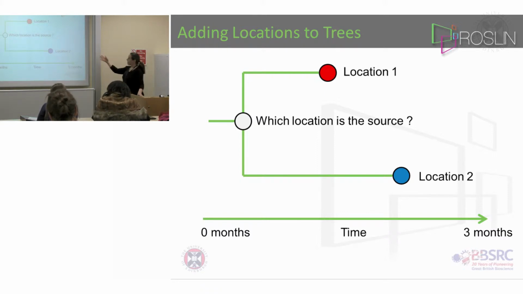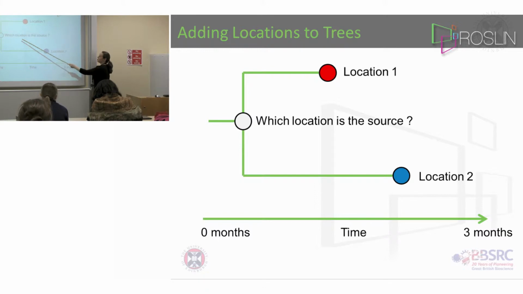So this is our very simple little part of a tree. And this is our sequence 1 and sequence 2 as we had before, except now we know that sequence 1 was found in location 1, sequence 2 found in location 2. And what we want to calculate is, which location was the source of these two.